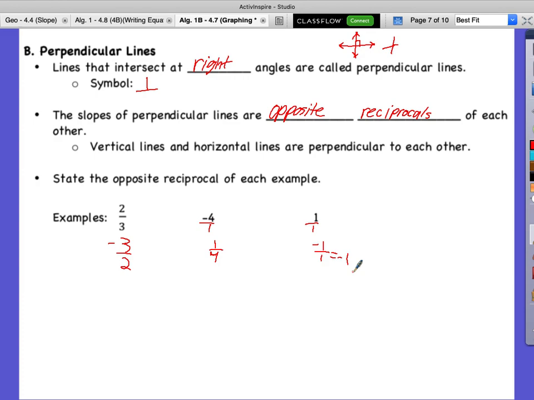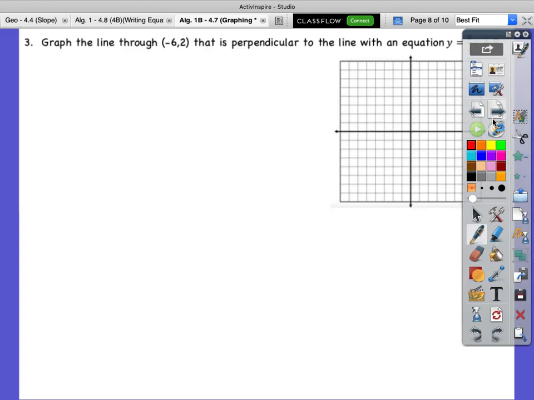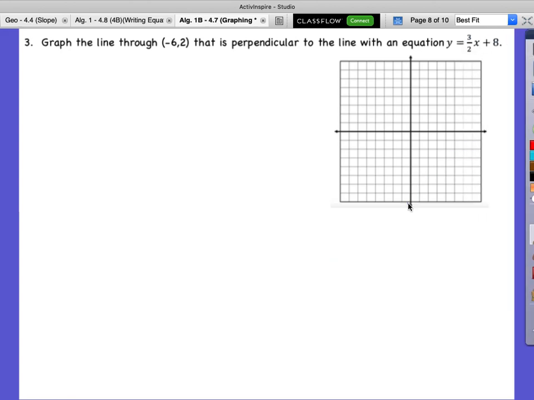13 over 16. So let's go on right below this. Let's practice this a little bit. We're going to do the same idea as what we did before, but instead of parallel, they're going to be perpendicular. Very good. So we're still graphing a line, and we're going through a point.